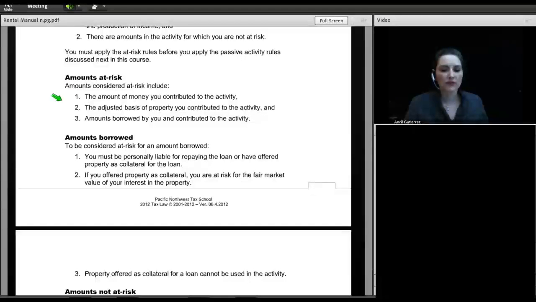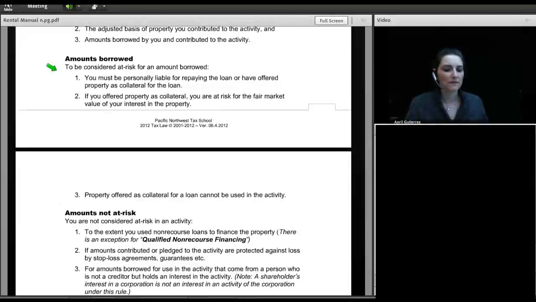So you're only at risk for amounts that you put into a business, and amounts you are considered at risk for include the amount of money you contributed to the activity, the adjusted basis of property you contributed to the activity, and amounts borrowed by you and contributed to the activity. What are amounts borrowed? To be considered at risk for an amount borrowed, you must be personally liable for repaying the loan or have offered property as collateral for the loan.